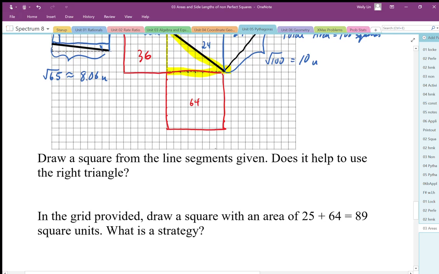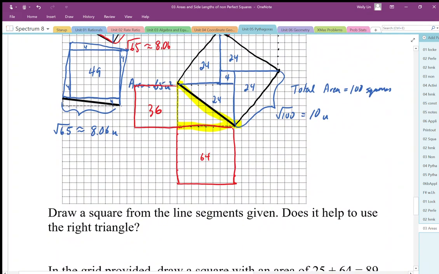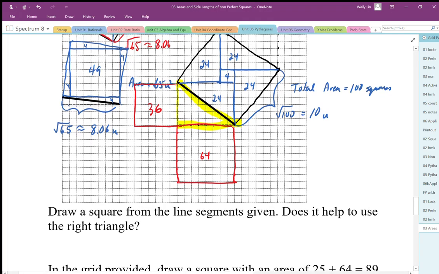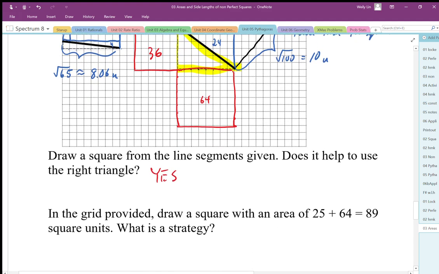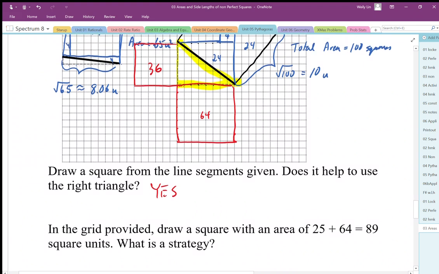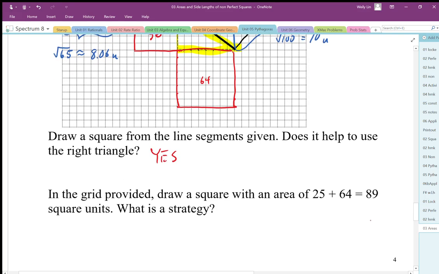Does this help, when I draw the square from the line segments given, so the square from the side, does it help to use the right triangle? Yeah, definitely. If I want to draw the square in here, I need to use that right triangle. So definitely yes. Not only that, it seems like those squares have something to do with that diagonal square.